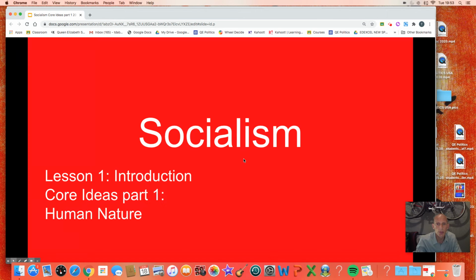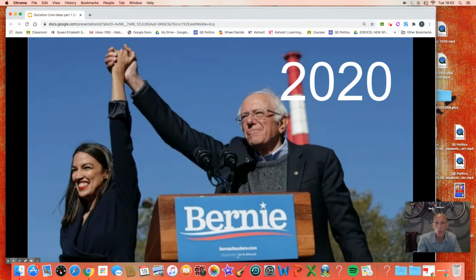Fast forward to 2020, and here we've got Bernie Sanders, a self-declared socialist, AOC, Alexandria Ocasio-Cortez, a self-declared socialist as well, and both of them being emblematic of the fact that socialism has made something of a comeback. Lots of people in America even call themselves socialists, and we've had a revival of socialism in other countries in Europe and around the world as well.